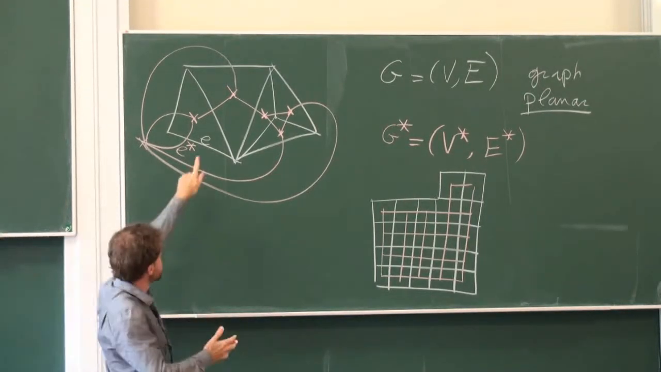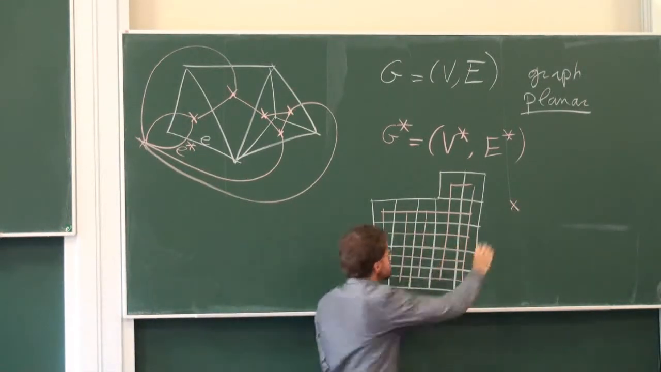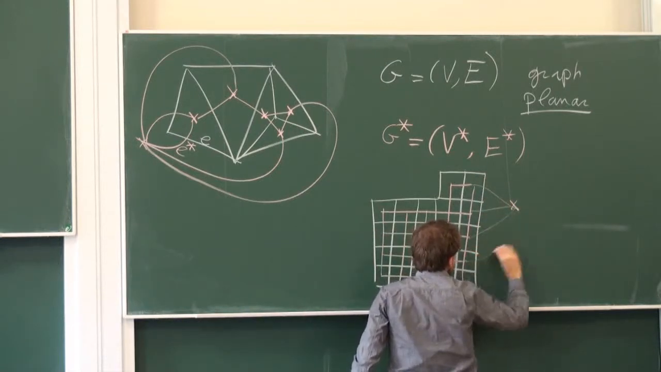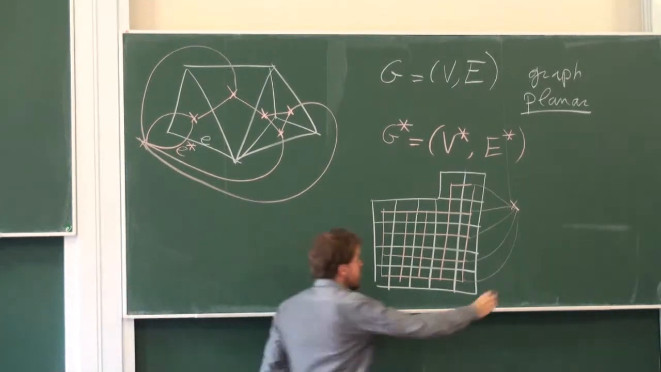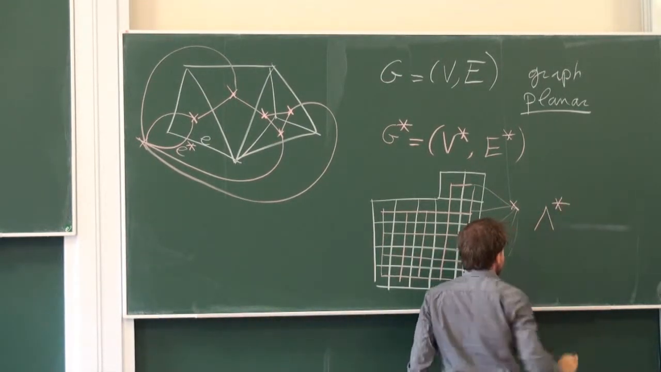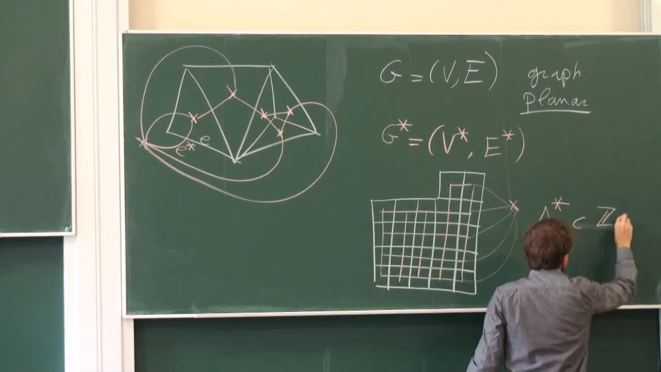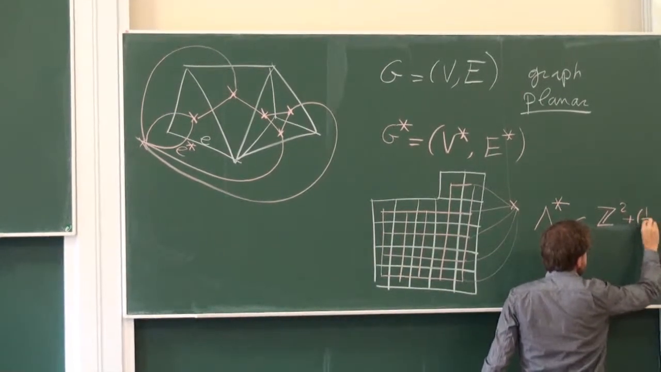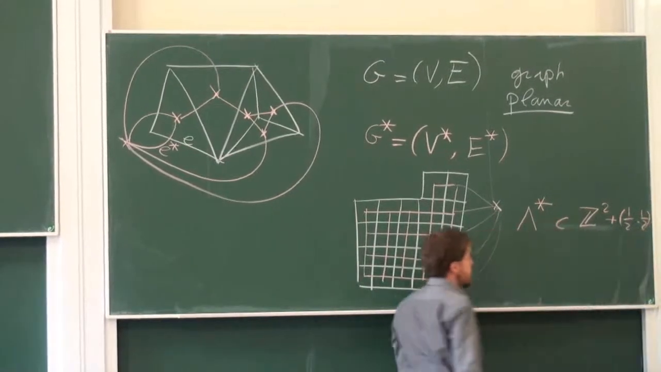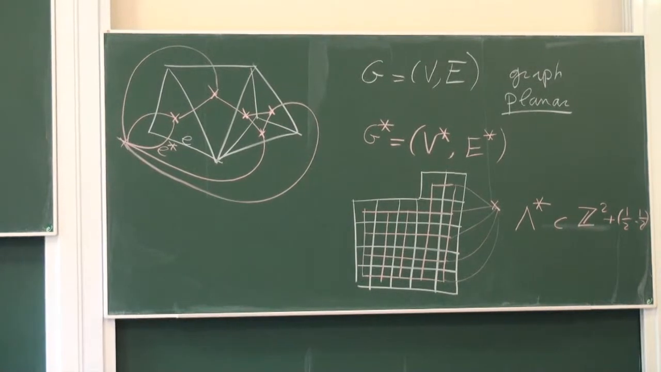And if you want to do it properly in terms of graphs, you need also to put an outer vertex, and it's connected to each of the vertices here. But I will come back to that in a second. So the dual graph of lambda will be lambda star. And up to this outer vertex, you can see it as well as some subgraph of Z2. And if you want, you need to shift it by 1/2 to have an exact embedding in the plane.